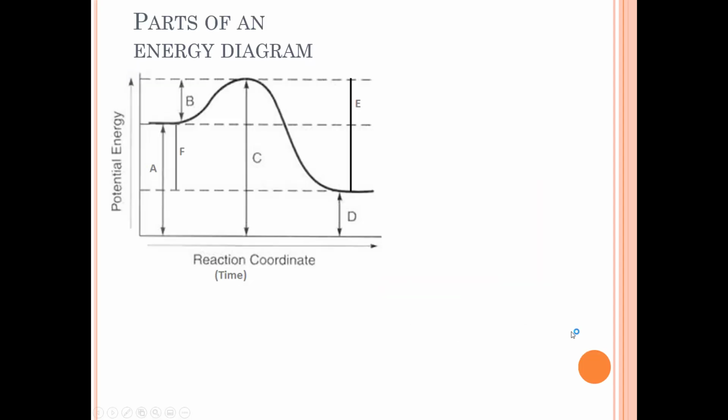Okay, so let's look at all of the stuff you should be able to get out of one of these energy diagrams. So see all these letters here? A is the energy of the reactants. Right here, whatever this number is on the side here, that's A. So A is how much energy the reactants had when they started the reaction.